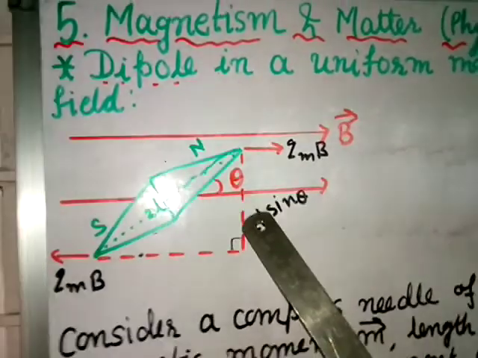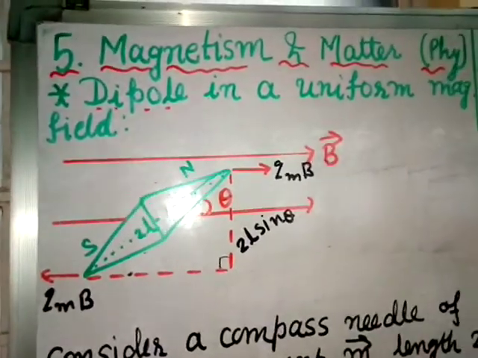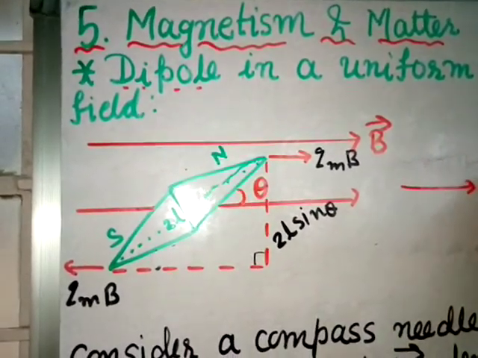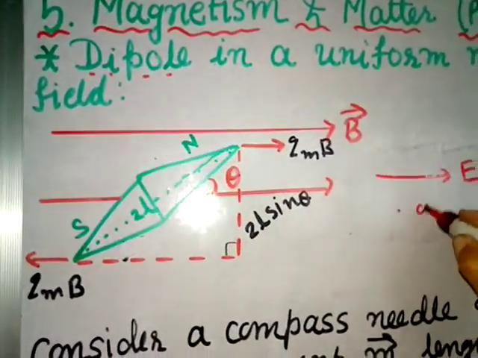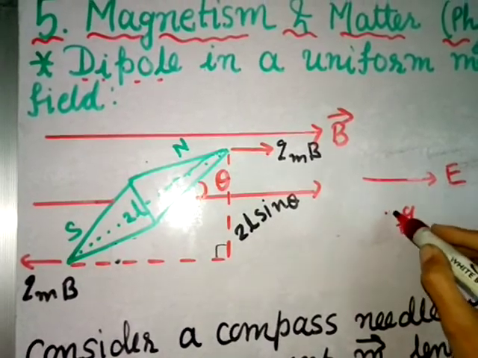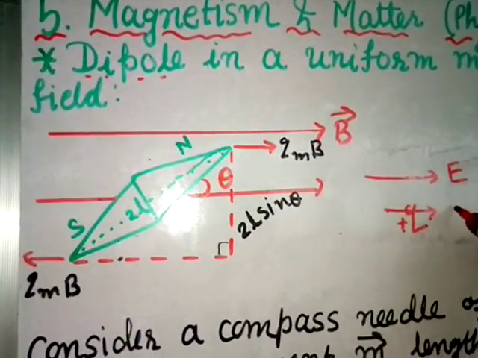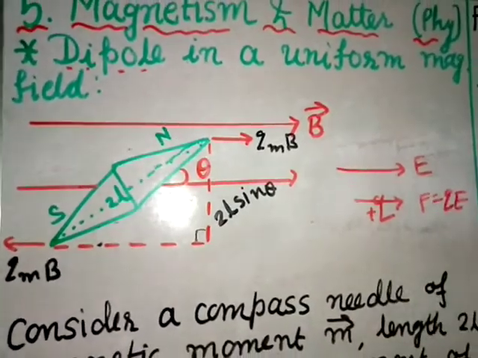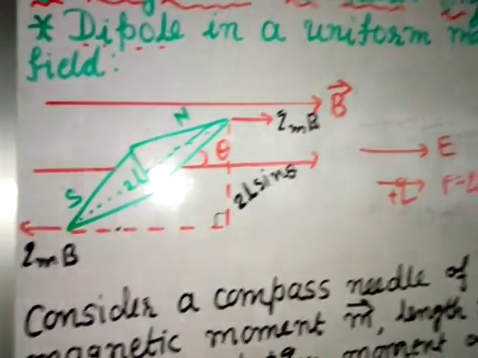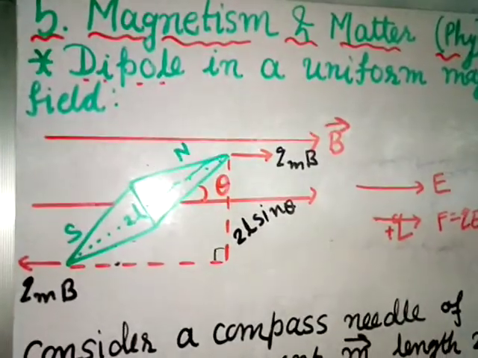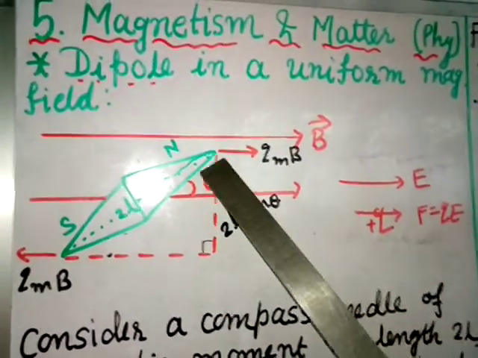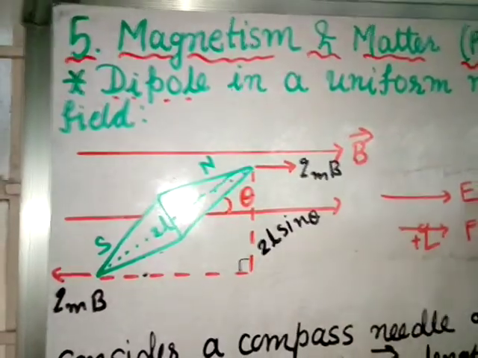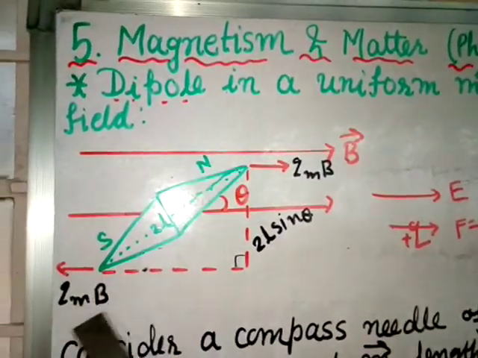Then if there is an electric field E, and you place a charge Q in it, suppose this is a positive charge, there will be a force on it, and the force is given by Q into E. Similarly, if I place a magnetic needle with pole strength Qm, then the force on this will be QmB, and on this QmB.